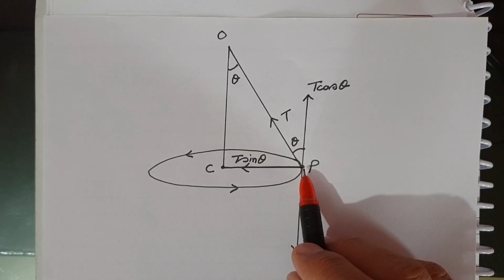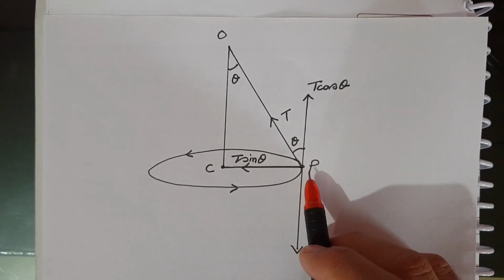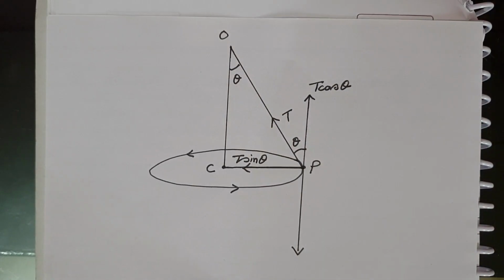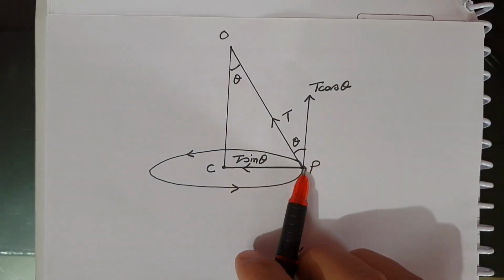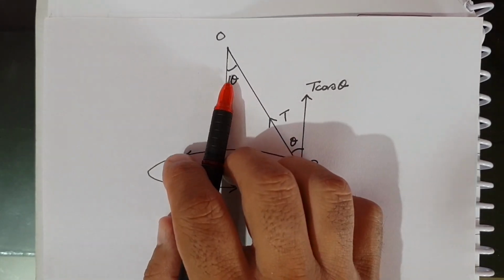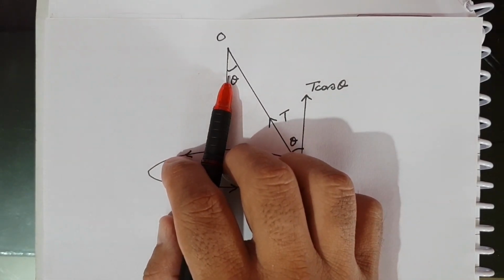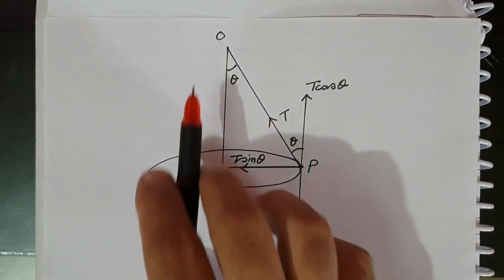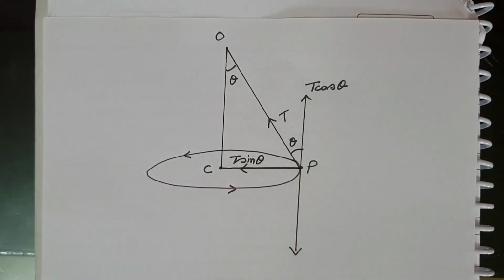The mass of the ball is 100 gram, which is 0.1 kg. Length of the string, which is OP. Radius of circle, CP is the radius of circle. And this is the angle theta. So let the string make an angle theta with the vertical. The vertical is OC.